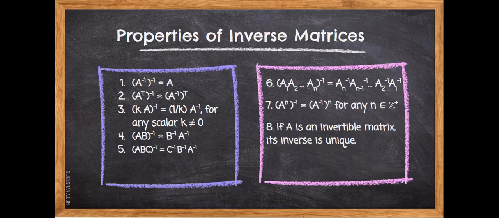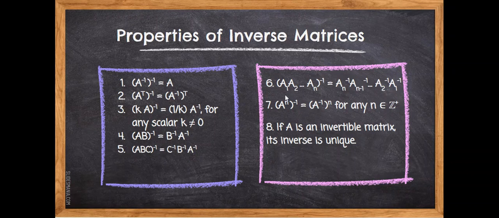Here are some properties of inverse matrices. A inverse inverse equals A. A transpose inverse is the same thing as A inverse transpose. K times A inverse will be the same thing as 1 over K times A inverse for any scalar value K not equal to 0. The product AB inverse is the same as B inverse times A inverse. The product ABC inverse is the same thing as C inverse, B inverse, A inverse.